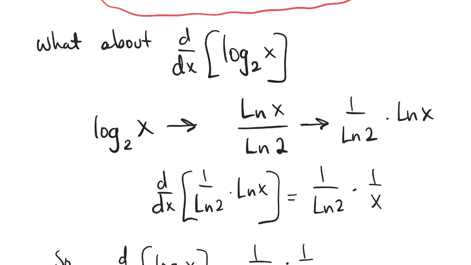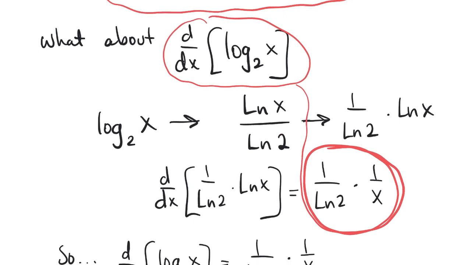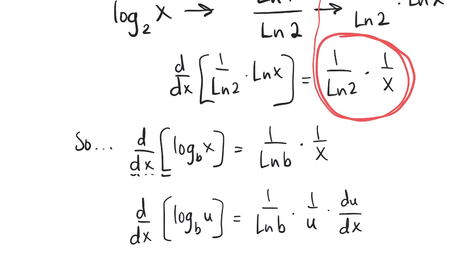Okay. So what we're correlating here is the derivative of log base 2 of x is equal to this right here: 1 over natural log of 2 times 1 over x. So again, to generalize this, if we have the log base b of x and we're differentiating, we turn it into a natural log. 1 over the natural log of the base of the logarithm multiplied by 1 over x.